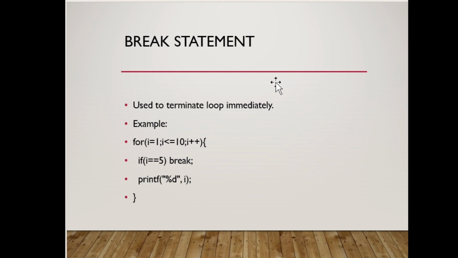Now, let's talk about the break statement. The break statement is used to immediately terminate a loop. When the break statement executes, the loop stops instantly, even if the condition is still true. Example: for i equal to 1, i less than or equal to 10, i++, if i is equal to 5, break; printf %d, i. Here the loop starts from 1, but when i becomes 5, the break statement stops the loop, so the output will be 1, 2, 3, 4. The loop never reaches 10 because it breaks early.